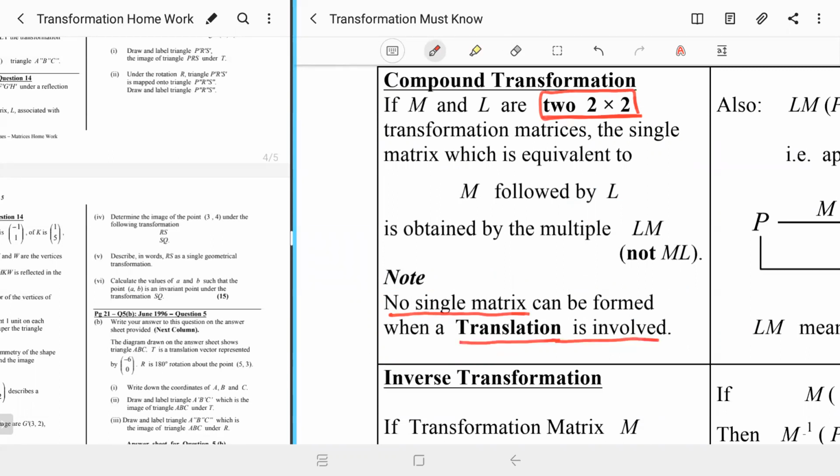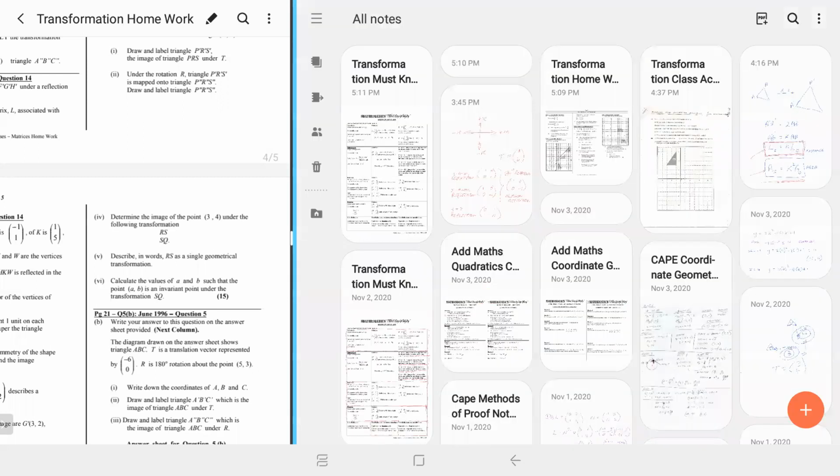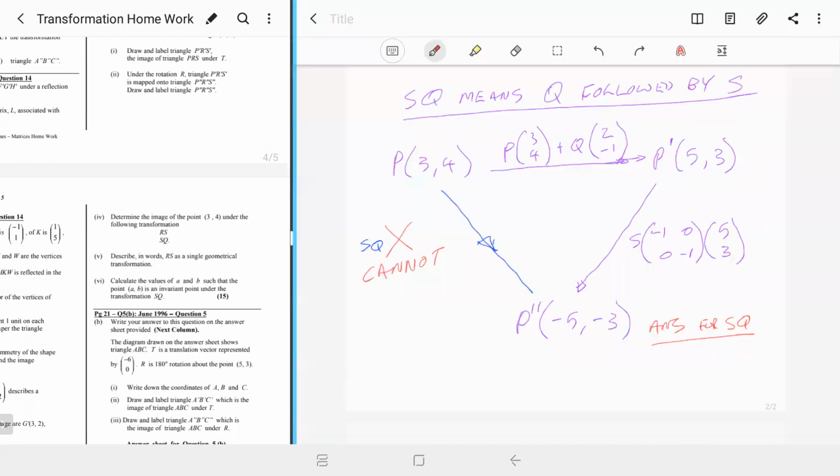And over here now in this example, we actually have a translation involved. We have a translation involved down here. Where is it? See there? Bam, a translation. Cannot. Why? Because a translation is involved.